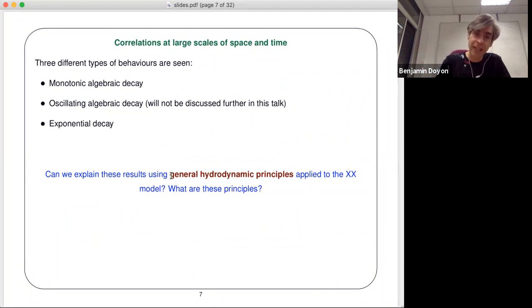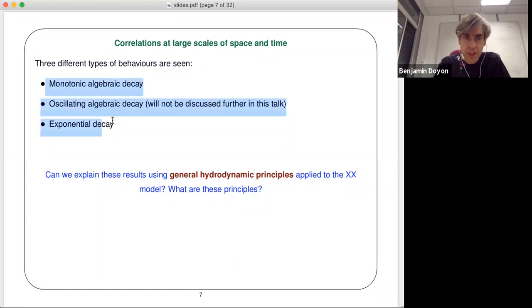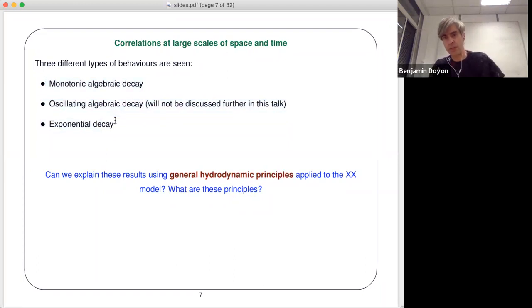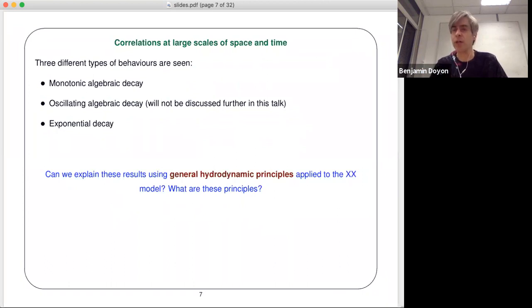So the idea is that there are, in fact, general hydro principles that allow you to calculate all of these types of terms that I've shown in these correlators in the XX and in the sine-Gordon model. I'm not going to discuss the oscillating algebraic stuff, the oscillation, in this talk, because it would probably bring me a bit too far. But I will discuss the monotonic algebraic and exponential decay. So some general principle to understand where these come from and how we can get exact formulas for these asymptotics.